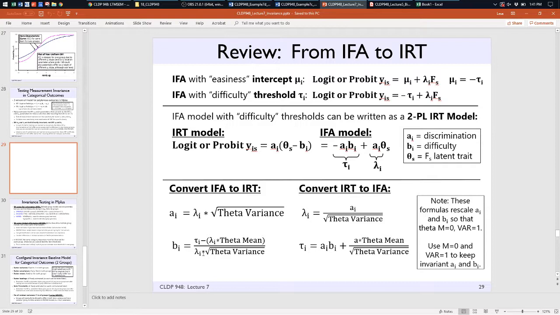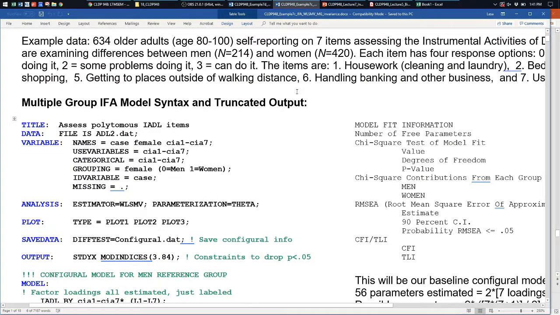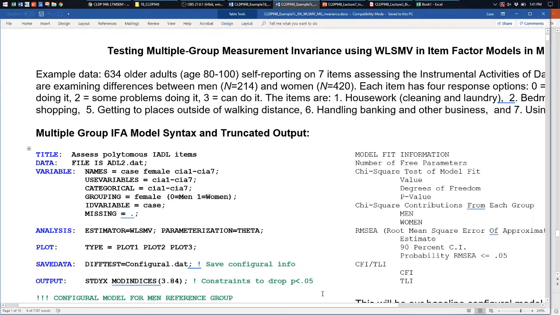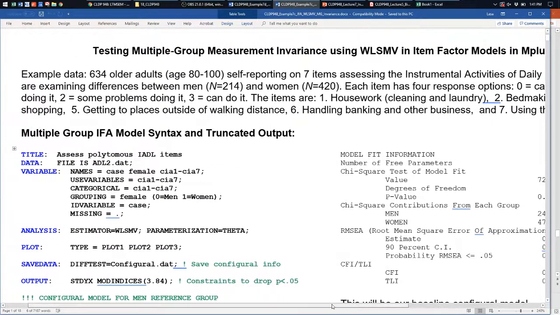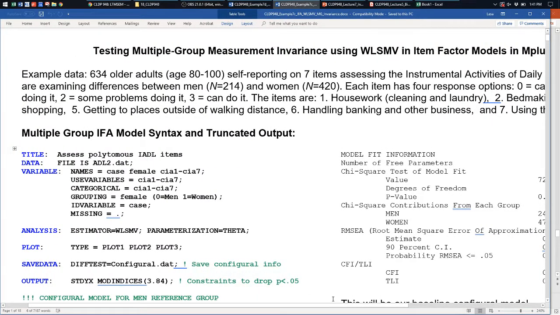Cool? Okay. DIFFTEST. That's the other wrinkle that you have to remember when doing invariance testing using WLSMV in particular. There is no log likelihood anymore.